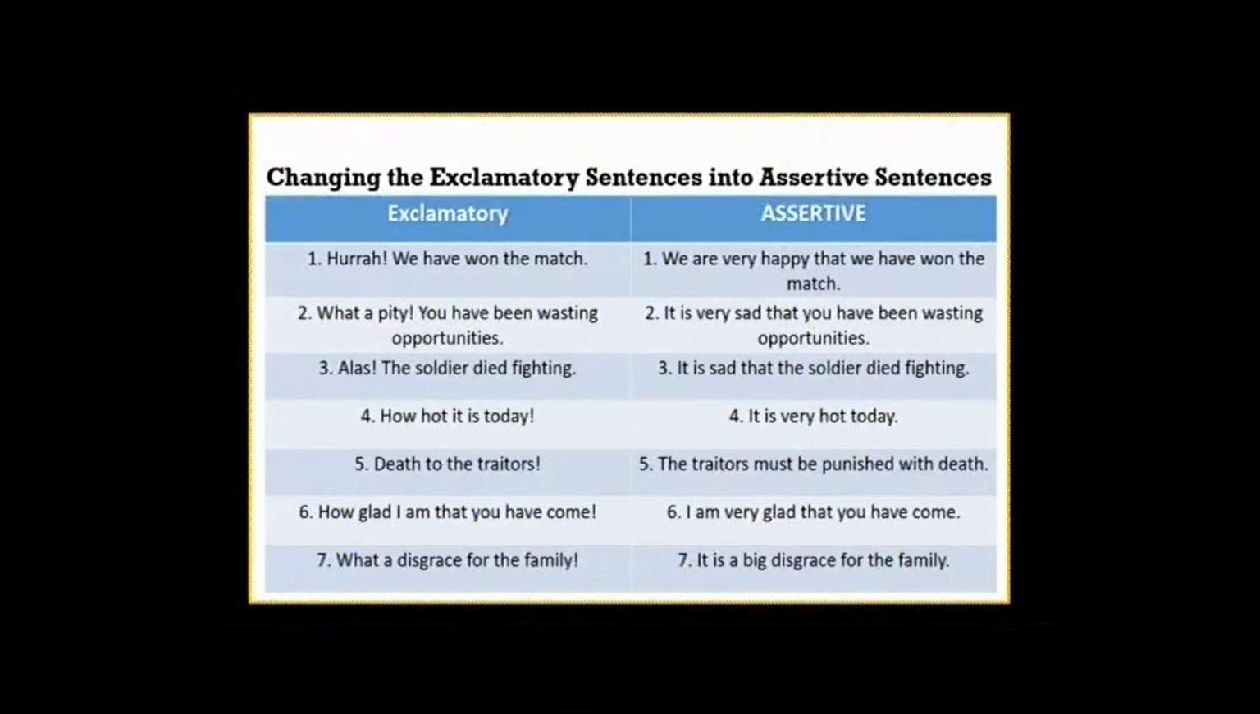Now, let us change these sentences into assertive sentences. First, hooray, we have won the match. How would you say it very easily? We are very happy that we have won the match. This is how you're normally saying, right? What a pity. You have been wasting opportunities. It is very sad that you have been wasting opportunities. Third, alas, the soldier died fighting. It is sad that the soldier died fighting.